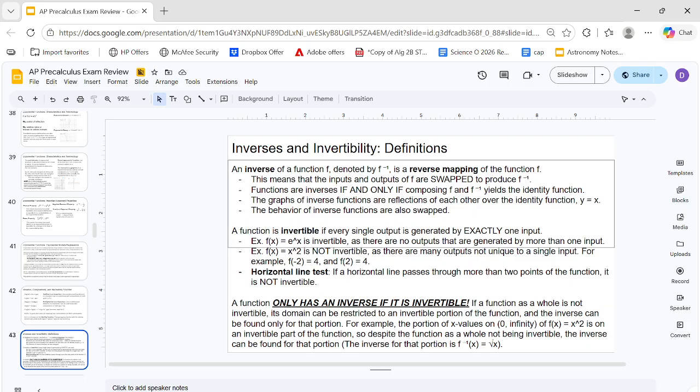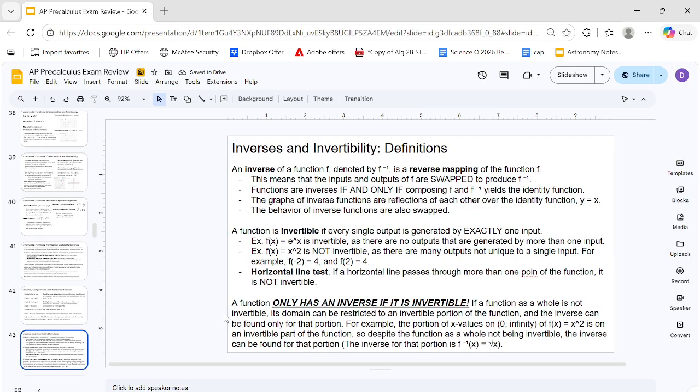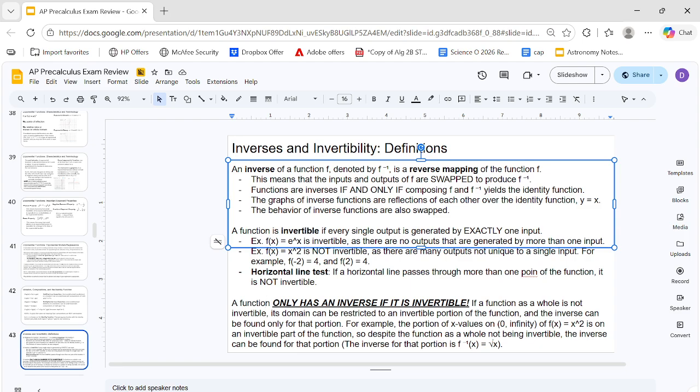Alright, inverses. This is important. So an inverse of a function is a reverse mapping of that function. So the inputs and outputs are swapped. And a function only has an inverse if it is invertible. So every single output is generated by exactly one input. And you can use the horizontal line test to test that, because if the horizontal line passes through more than one point of the function, it is not invertible. Okay.